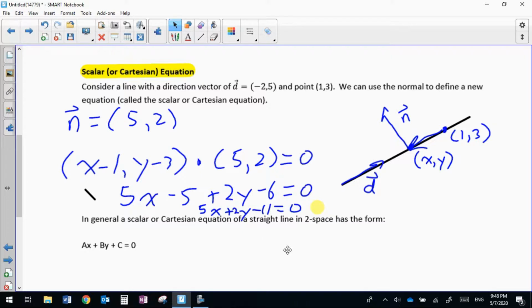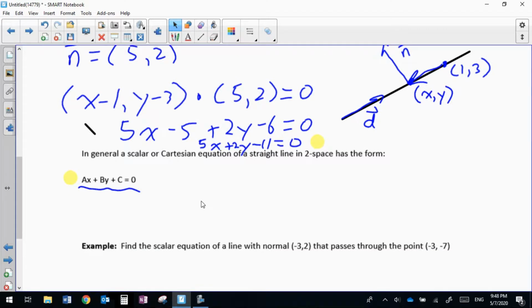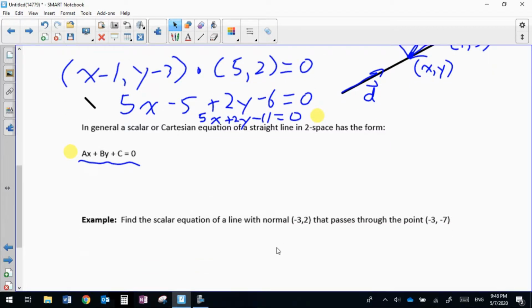Now notice that my normal, 5, 2, appeared in the equation like that. So in general, if I change the line so that I had a different normal, I would always find I get a Cartesian or a scalar equation that looks something like this: ax plus by plus some value of c equals 0. The 11 is kind of random, but the 5 and the 2 come from the normals. So if I want a scalar equation to a line, and I have a normal, it's actually really easy.